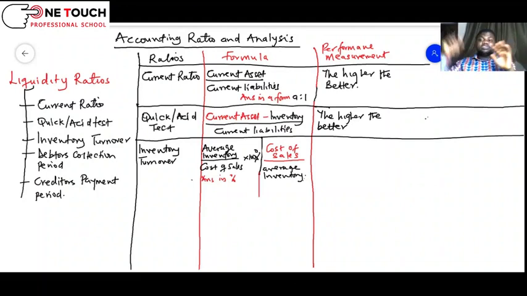Some will say closing plus 0 over 2. It's wrong. It is wrong. It's never done anyway. So just the closing. You use the closing to represent the average of inventory.